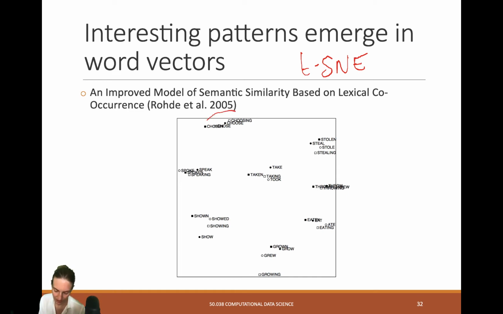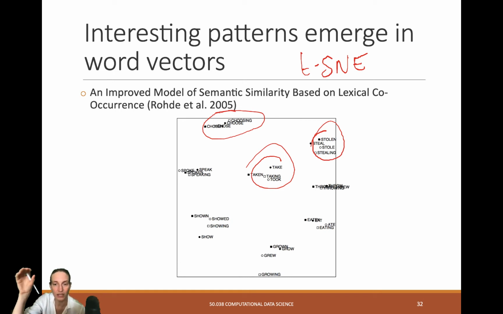They see that similar words, chose, choosing, occur close together. Take, taking, took, stole, steal, stolen. Isn't that super interesting? It means that the model, without telling it that these are conjugations of these words, learns that these words are super similar. I think that's super interesting. And t-SNE is a great tool for having a peek into this multidimensional space.